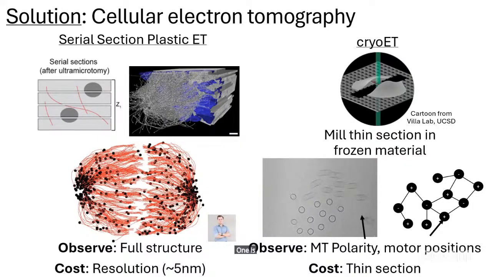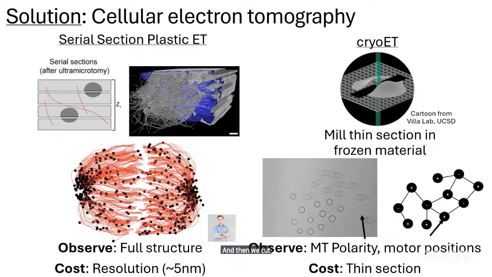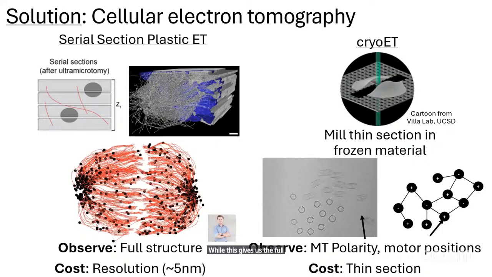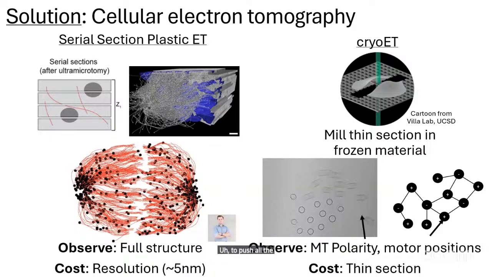One is to use serial section plastic electron tomography, where we embed the entire cell into a resin, and then we cut thin sections with what's called a cryo ultramicrotome. This allows us to pull the sections out in a ribbon, and we can acquire consecutive sections in serial to stitch the entire structure back together. While this gives us the full structure, unfortunately, due to the heavy metal staining that we need to enhance contrast in the plastic, we're stuck at a maximum resolution of about 5 nanometers, because the heavy metal stains are just physically that big.